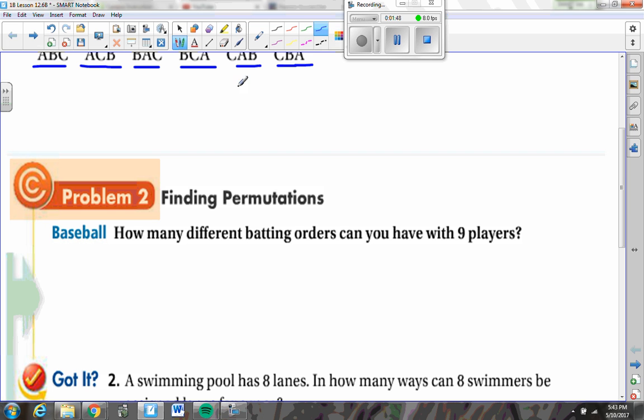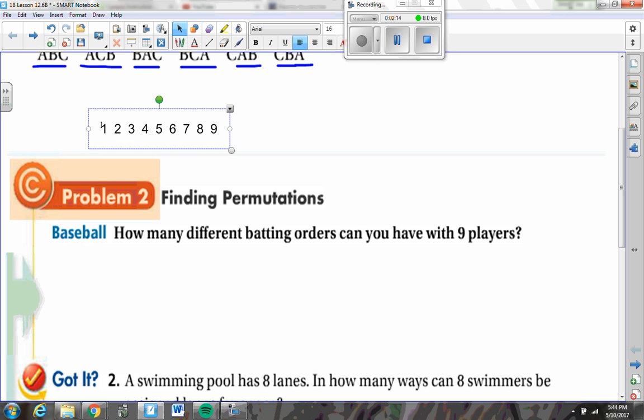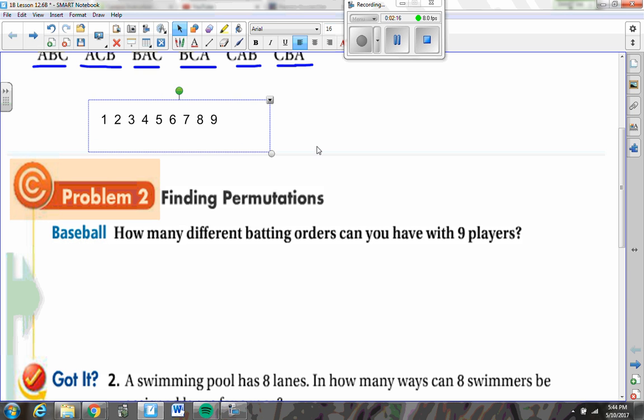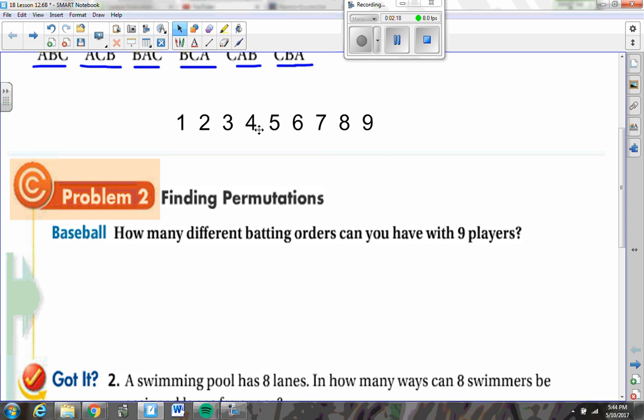When we want to find a permutation, we have to make sure we label the things in a specific way, because the order of those things really does matter. So, for example, if you want to figure out how many different batting orders you can have with 9 players on a baseball team, we have to arrange player 1, player 2, player 3, and so on up to player 9. There are 9 players on a baseball team.